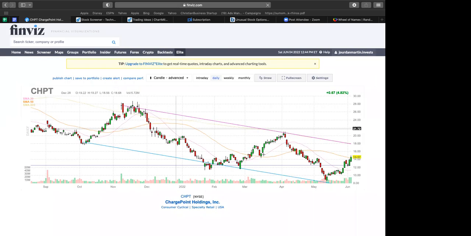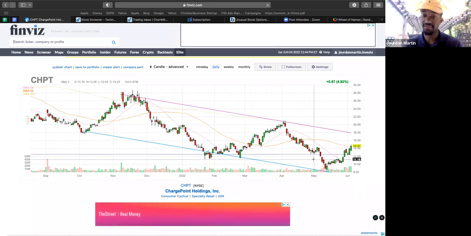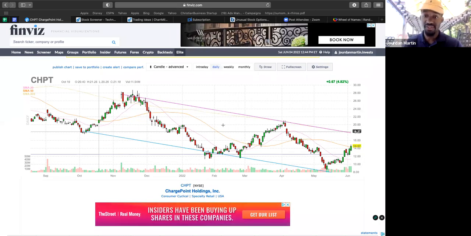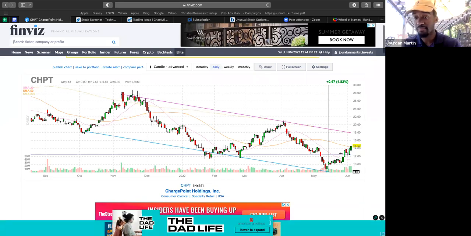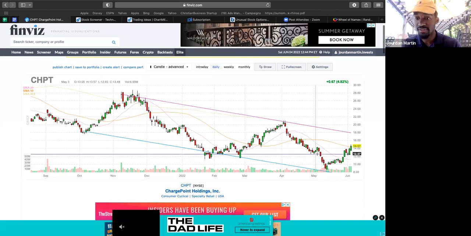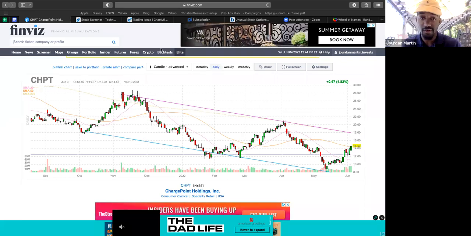All right, so what do we see here? If we're looking at just the technical side of things, we're seeing that it is in this downward channel. All right, so this is where Finviz's AI technical analysis comes in handy. So we do see a downward channel. We see the clear trend line up here, and we see that it's bouncing back up, broke through this support that turned resistance. And so it could actually make this move back up to 18, right?